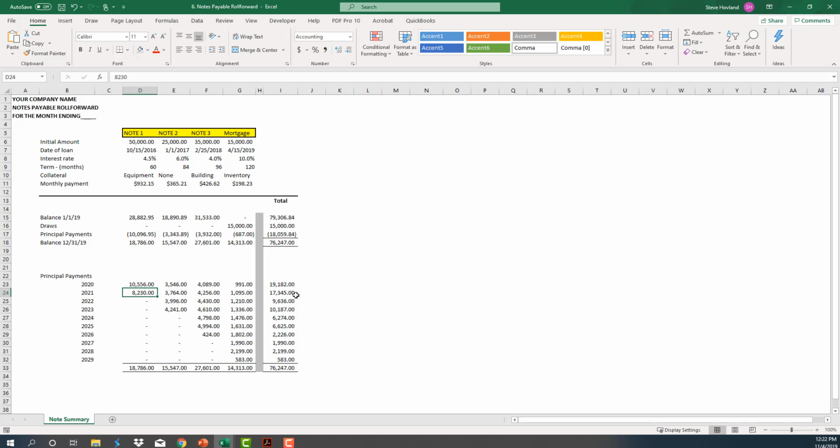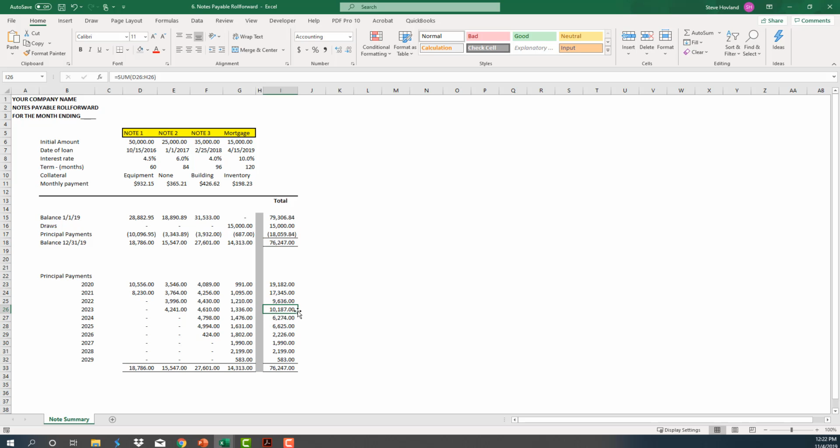Reason being is, this gives you an idea, if you look over here, how much cash outflow you're going to have, regardless of interest, in the next upcoming years. And so you want to make sure you have this idea. Looking at a number of 76,000, yes, that's a big number, but if you break it out like this, you then understand what your cash flow issues are going to be.